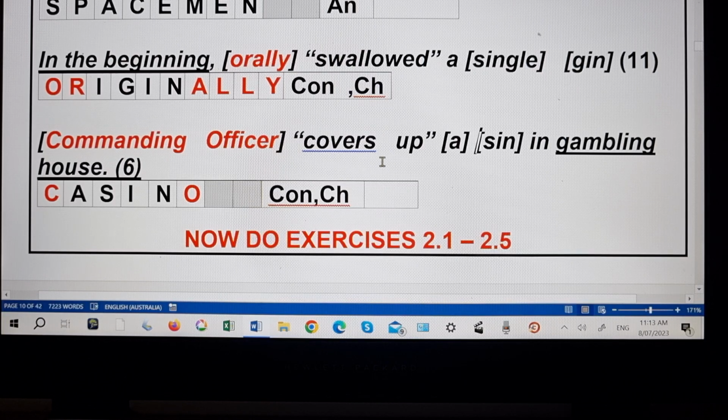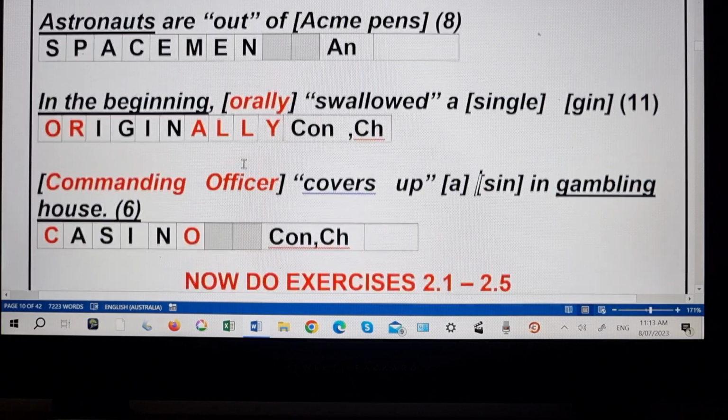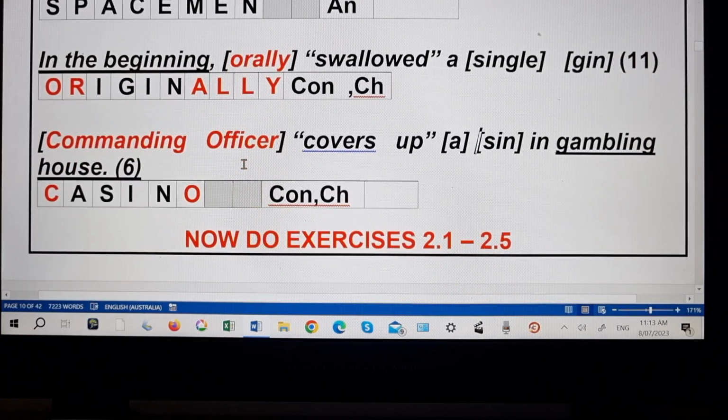Commanding officer covers up a sin in a gambling house. You can imagine, I can see that picture. Commanding officer comes into the gambling house, sees one of his soldiers committing some sort of sin, and he covers it up. Again, it's nothing to do with your answer. I only mentioned all these because you've got to make sure that when you first read a clue, you do not look at the overall meaning. It's nothing to do with your answer. You have to dissect it. Look at the parts of Frankenstein.